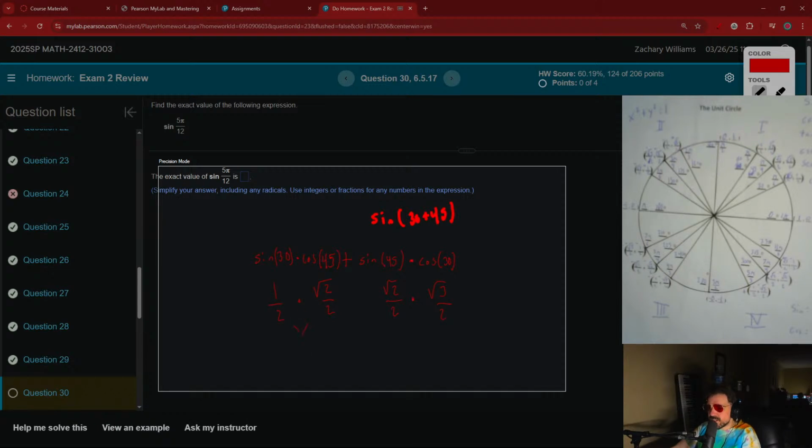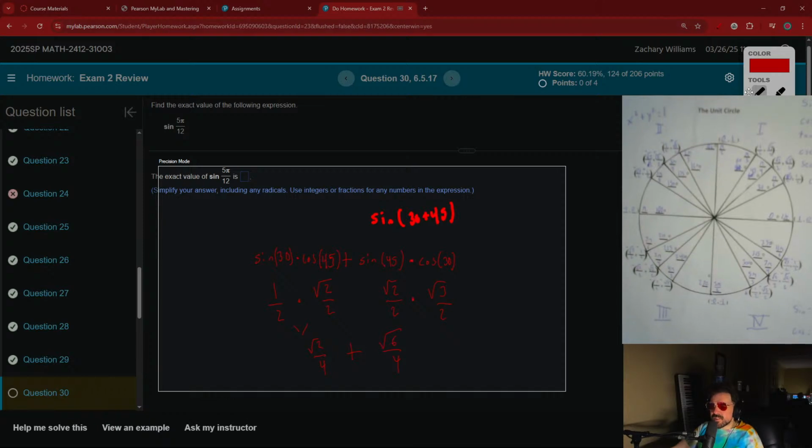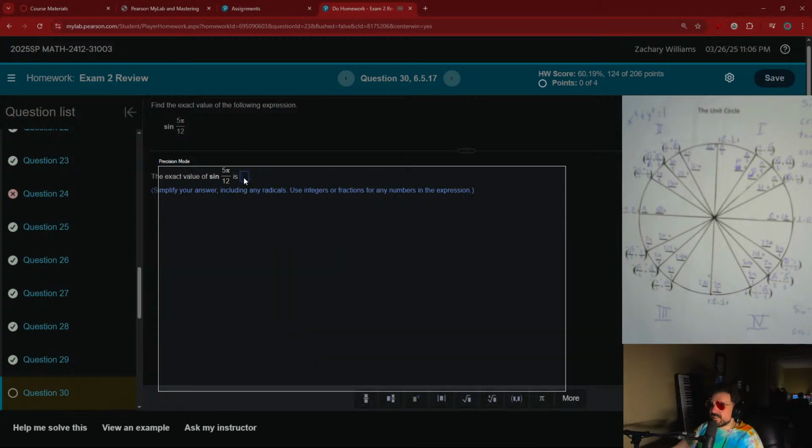This is square root of 2 over 4. Square root of 6 over 4. And add them together. Same answer. Is that even possible? I guess it makes sense, yeah, because whatever. That's a lot of fun.